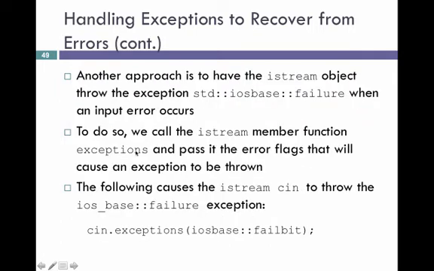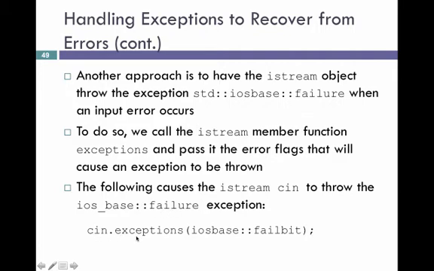Now another approach is to have the iStream object throw an exception. So we want to have it throw a failure exception when some input error occurs. To do this, we need to call in advance the member function exceptions before we start doing input, and we pass it an error flag indicating the kind of error, such that when that error occurs, the iStream should throw this failure exception.